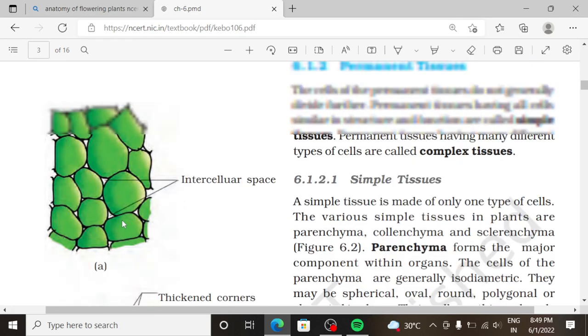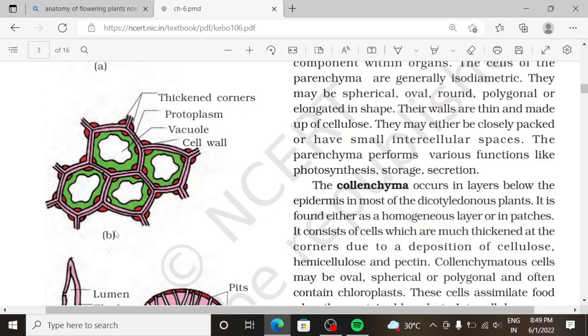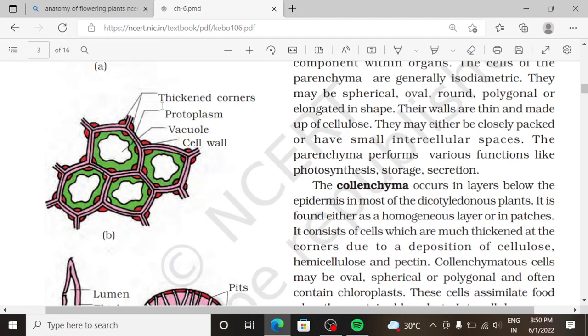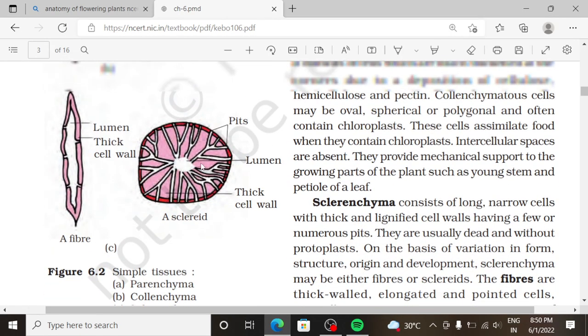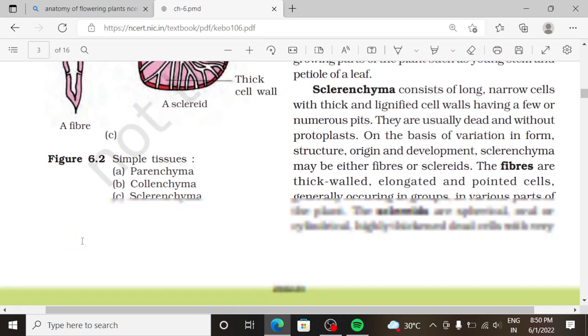Here you can see the A type is the parenchyma. You can see the intercellular spaces between these types of tissues. Then is the collenchyma. This collenchyma has thickened corners, it has protoplasm, it has vacuole and it has cell wall. And the third type is the sclerenchyma. You can see the lumen, thick cell wall, pits, like we have already seen. This is a sclereid, and this is a fiber.